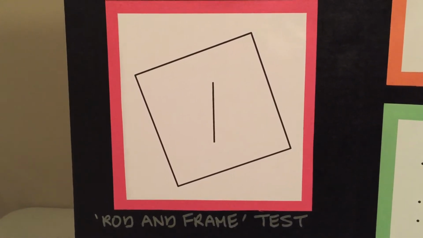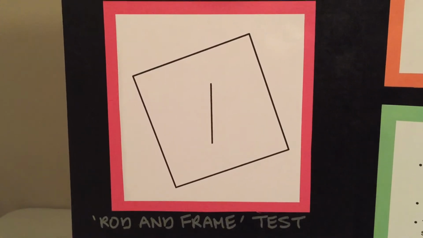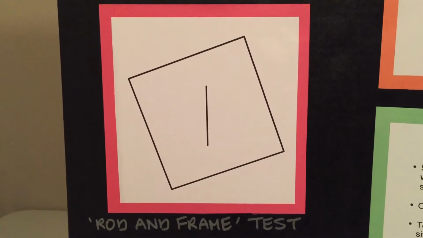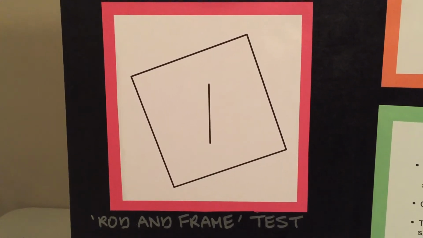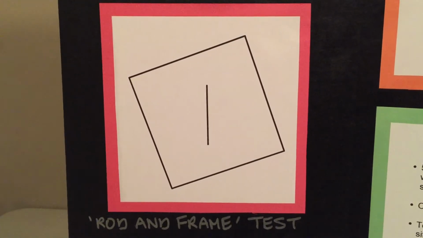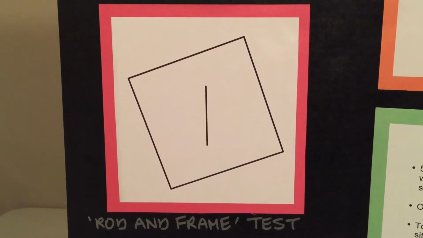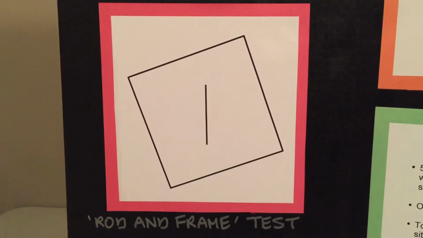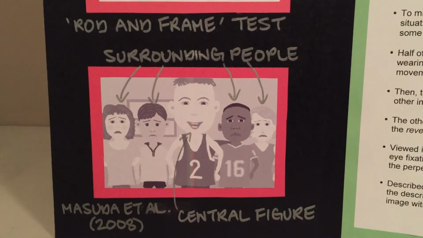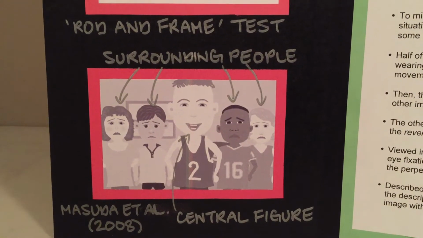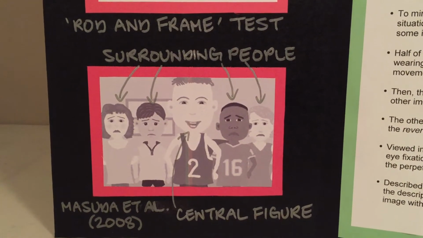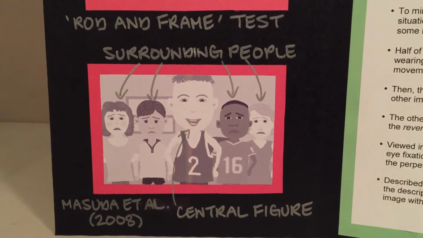To succeed on this task, the subject must isolate the rod from the frame in order to correctly estimate its angle. Previous research has shown that Westerners tend to do much better on this task than East Asians, which suggests that they are using field independence. Other research has also found that cultural differences in field independence versus dependence can apply to social contexts.